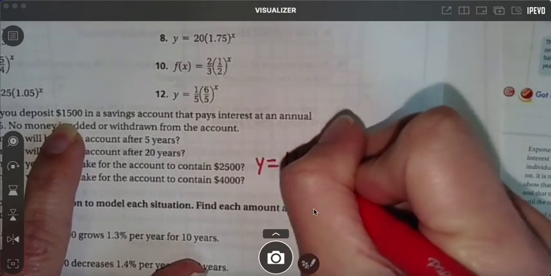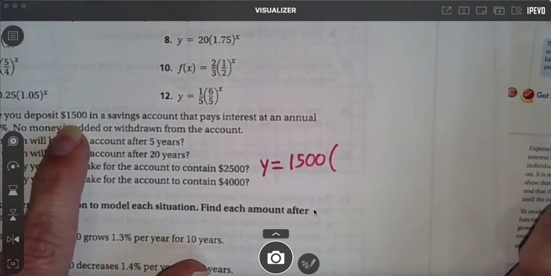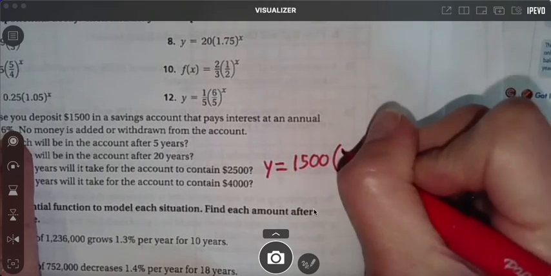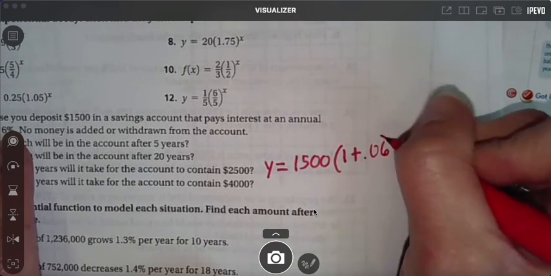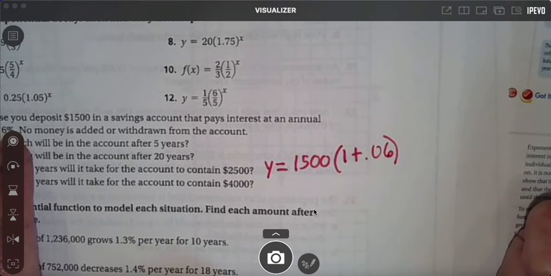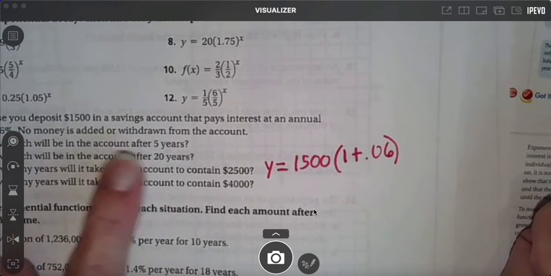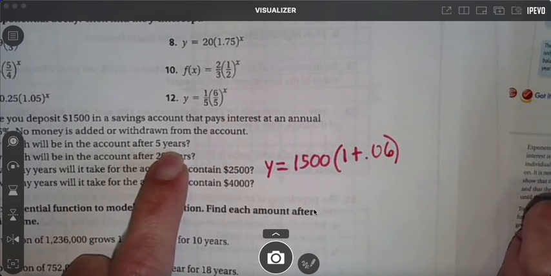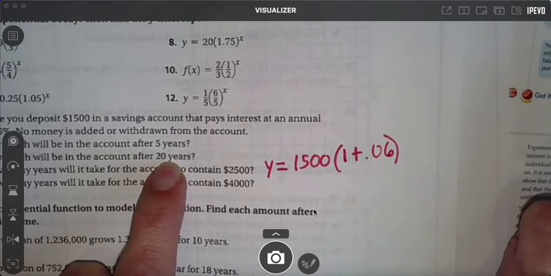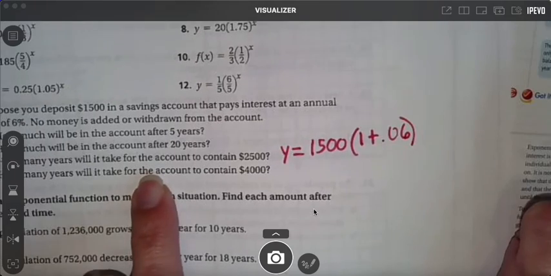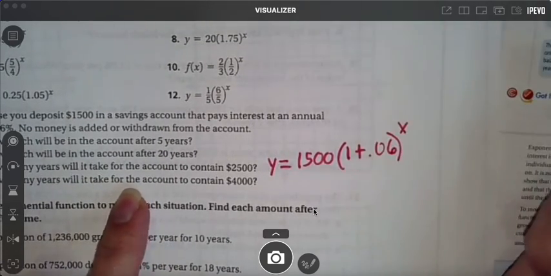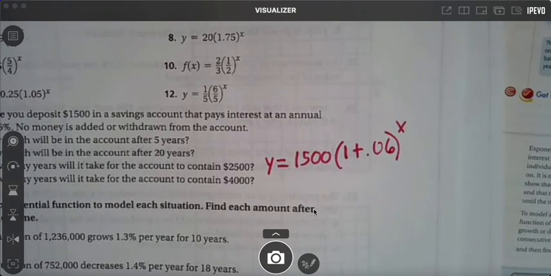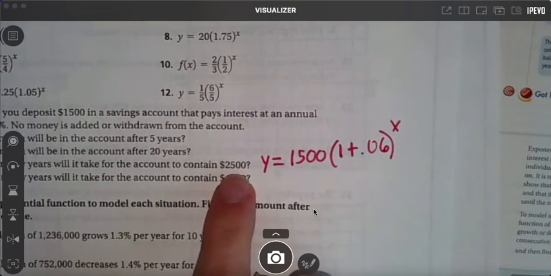1,500. Okay, and then am I adding or subtracting? Add it. I'm adding 1 plus 0.06, right? Because it was a single digit number. And then on this one you put the 5 years, on this one you put the 20. But on this one it's saying how many years. So when you don't know, what variable do we use? X. So what they want us to do is find out what X is going to be if our Y is this.